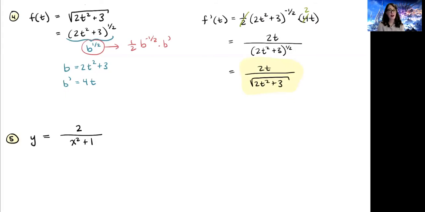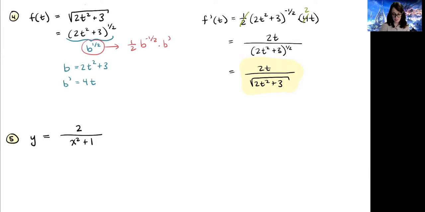Okay, in example number 5, we've got y equals 2 over x squared plus 1. Now this is a quotient, right? I mean, we've got a function that has a numerator and a denominator. Why is this in the general power rule section? Well, the quotient rule, if you recall, is only necessary when you have some variable stuff in the numerator and some variable stuff in the denominator. Here, we only have a variable part in the denominator, but in the numerator, there's just a constant. There's just a number. There's no x's up top.